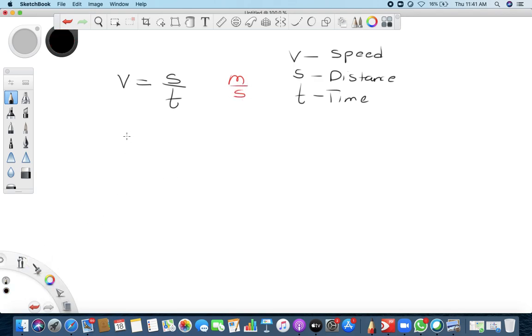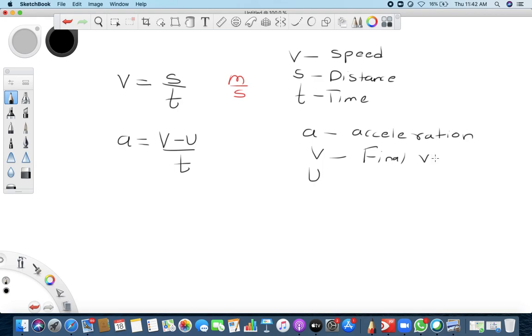Then the second formula we learned was acceleration, v minus u upon t. So a is acceleration, and v and u, we differentiated as final velocity and initial velocity. And the SI unit is meter per second square.